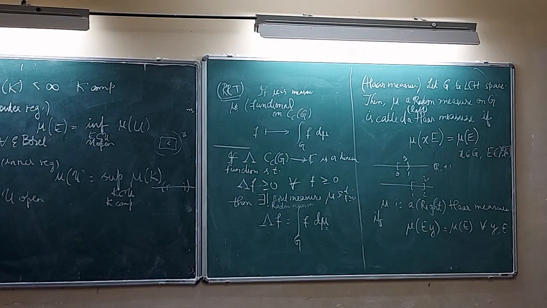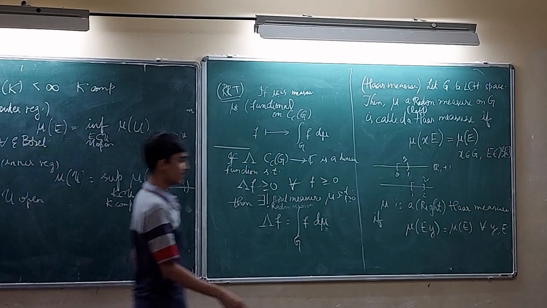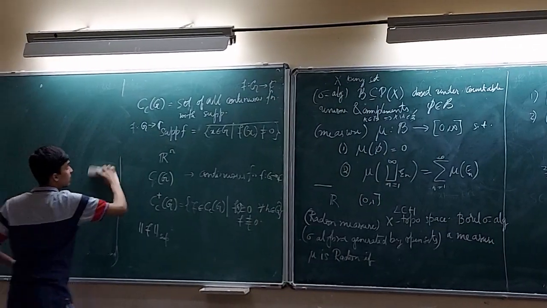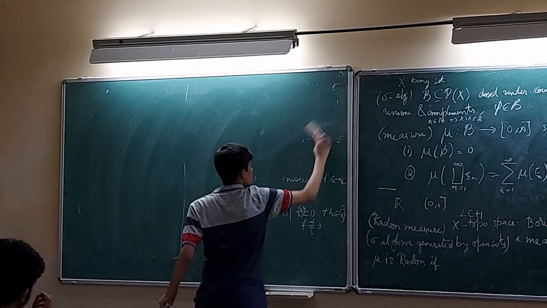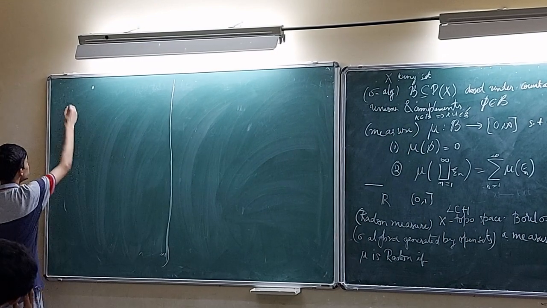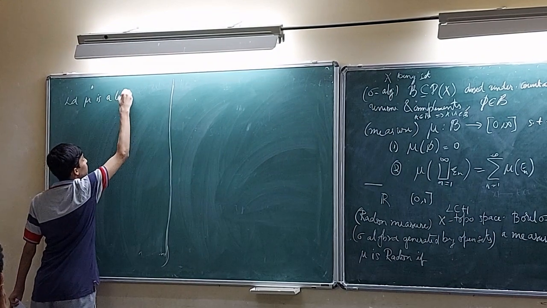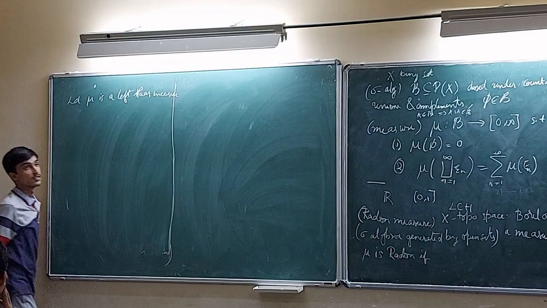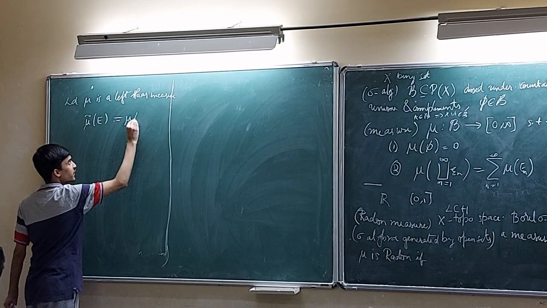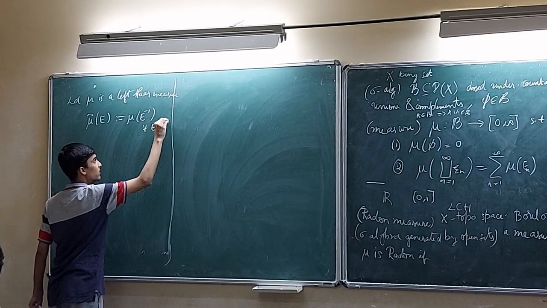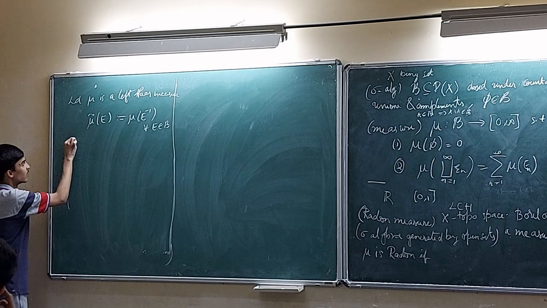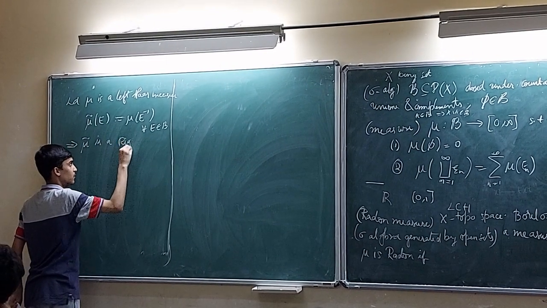So let's make some basic observations on the new definition that we have made. Suppose mu is a left Haar measure. Now if you consider mu tilde, defining it to be mu of E inverse, for E in the Borel sigma algebra, then mu tilde is a right Haar measure.